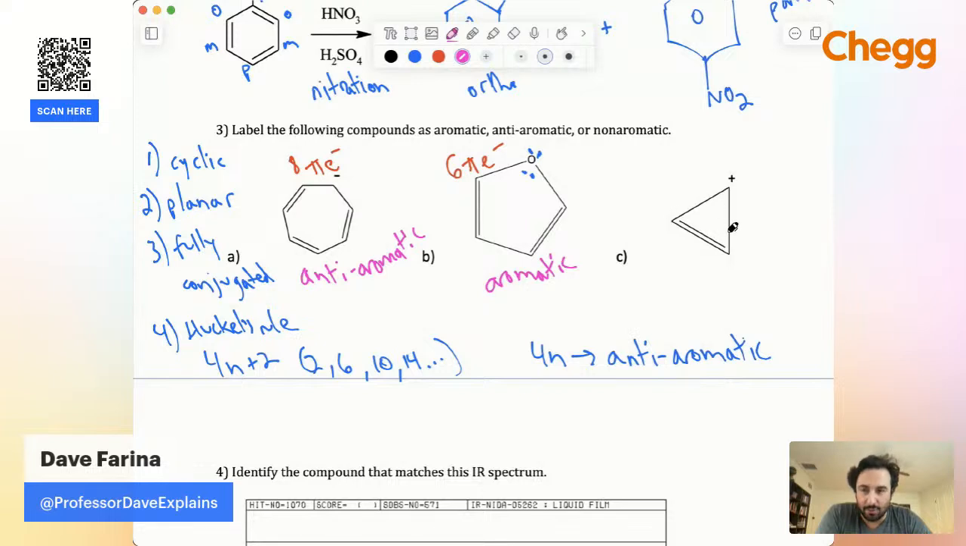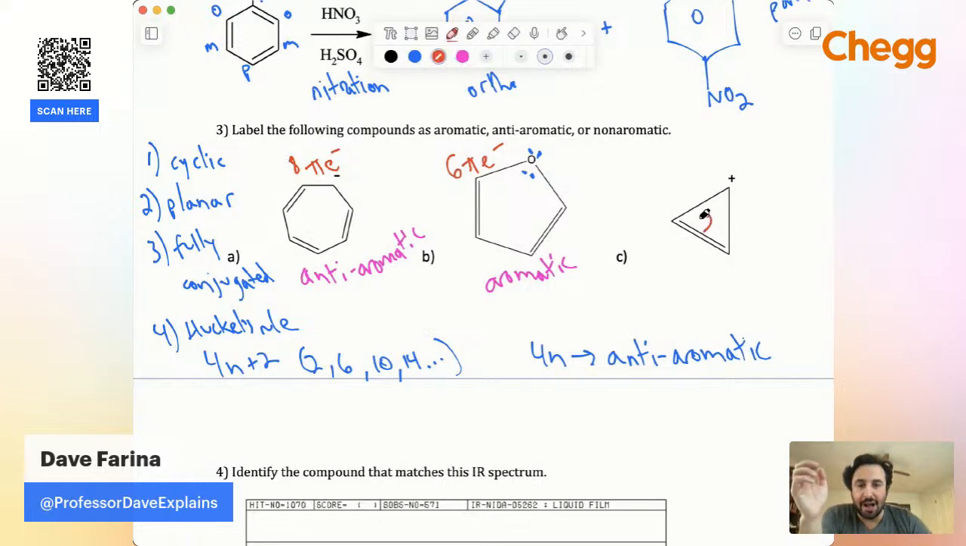This is a 3-membered ring, so it is cyclic. It is planar. This one is fully planar, even just looking at a singular resonance structure, because they're all sp2, sp2, sp2, because of the cation there. We have only one implied hydrogen, not two. So this is fully planar, even just looking at one resonance structure. It is fully conjugated.